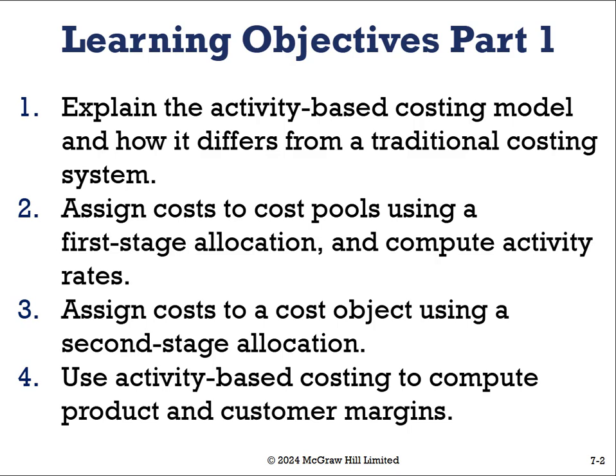We're then going to do a process for steps 2, 3, 4, where we're going to be assigning the costs to pools using some allocation strategies and computing the rates per activity and then allocating them to the products so that we can see how much this product cost and therefore how much we are going to make, or what the customer margin is on that product.